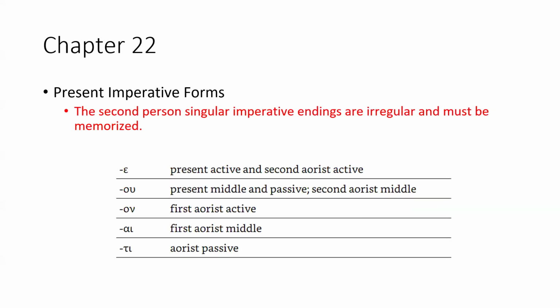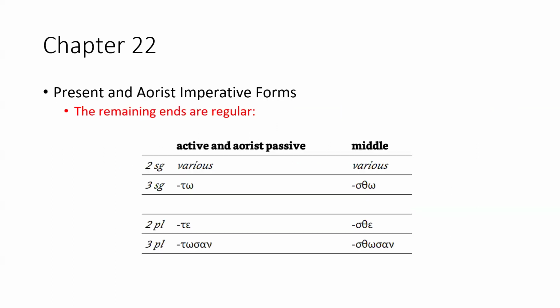The second person singular imperative endings are irregular and must be memorized. So epsilon for present active and second aorist active, u for present middle and passive and second aorist middle, on for first aorist active, I for first aorist middle, and ti for aorist passive. For present and aorist imperative forms, the remaining endings are regular.